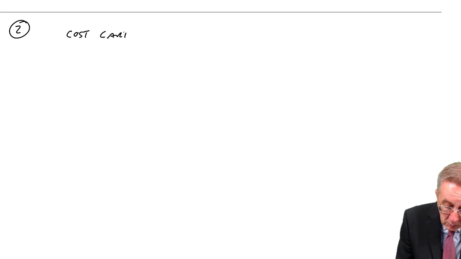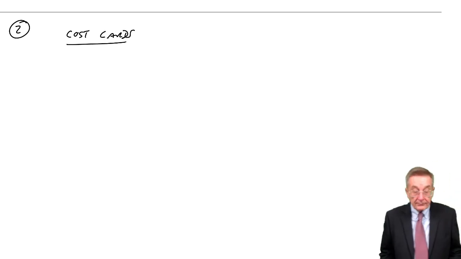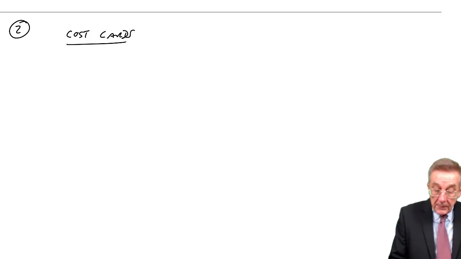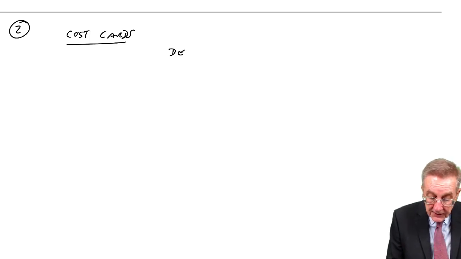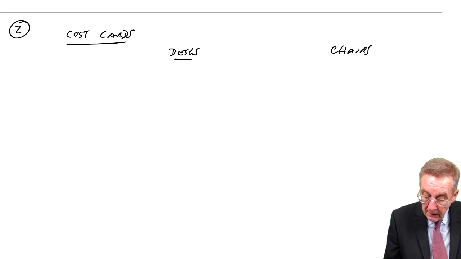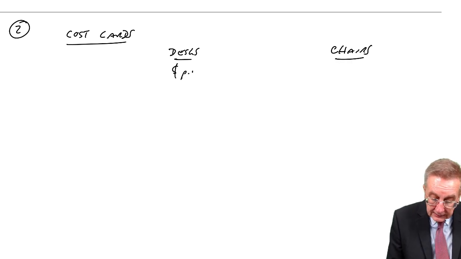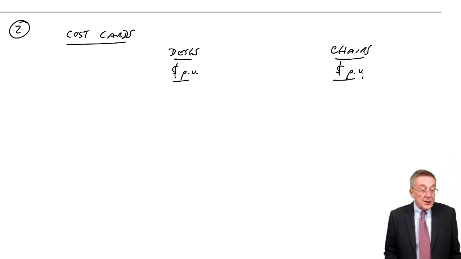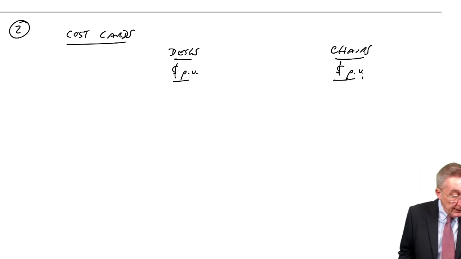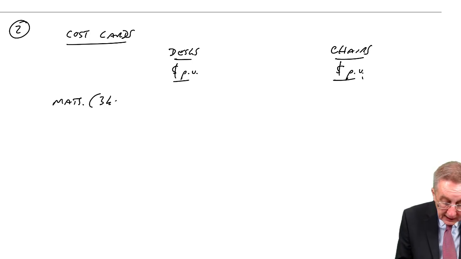Let me explain where the problem occurs. I'll do them side by side. So desks, chairs, dollars per unit. And it starts off easy enough, just like before. Desks, first of all, each desk uses 3 kilos of wood, so the materials, 3 kilos at $4 a kilo is 12.